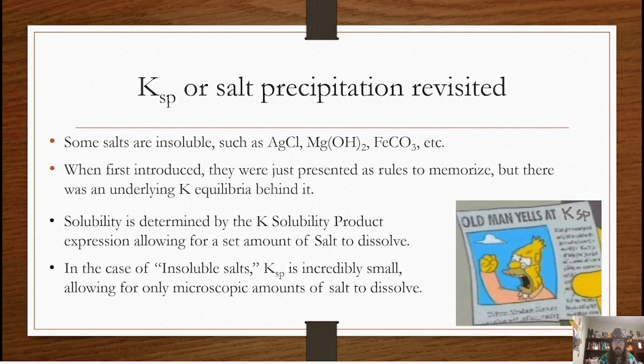So the solubility is determined by the Ksp, this expression that says how much salt could possibly dissolve into solution. In insoluble salts, the Ksp is incredibly small, meaning only trace concentrations are allowed to dissolve. And so anytime we have any quantities of cation and anion together, they will rapidly crystallize as a precipitate, so long as both are present.